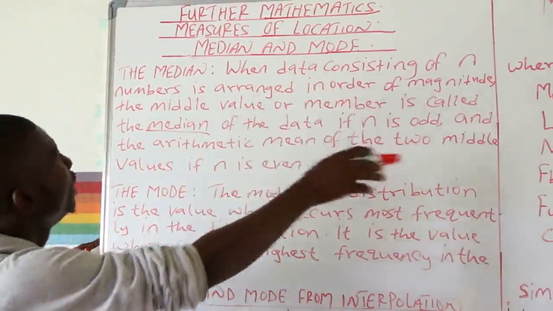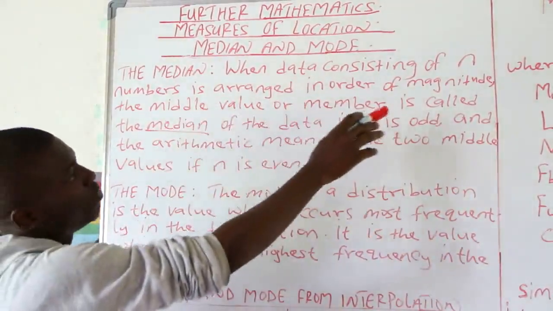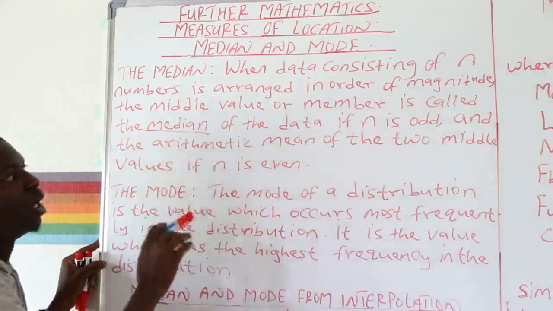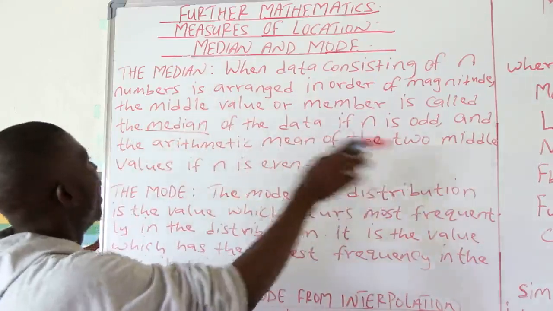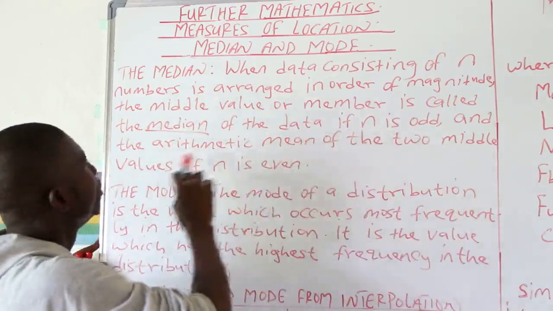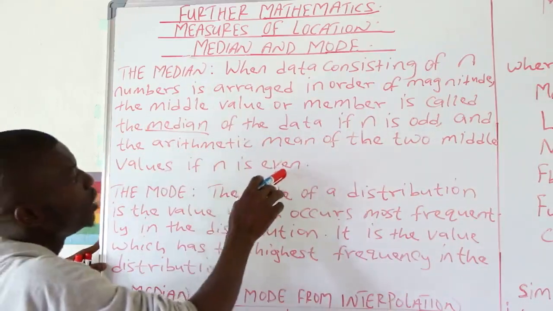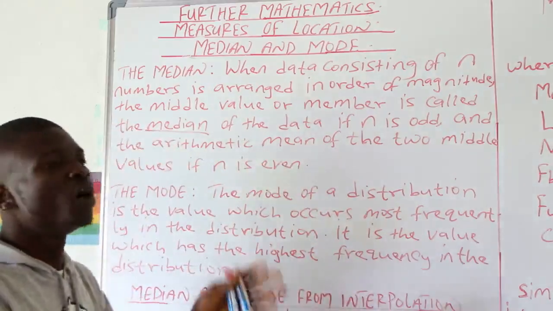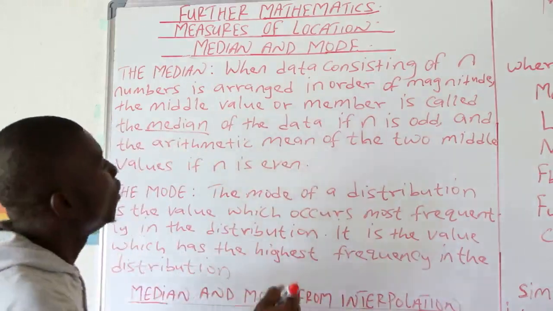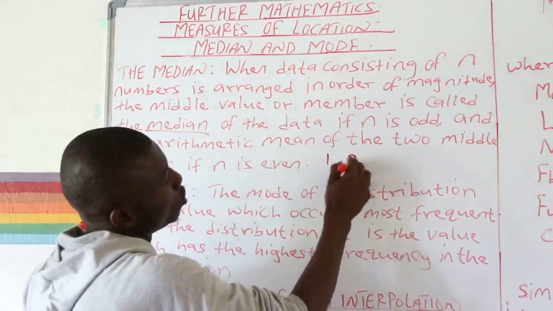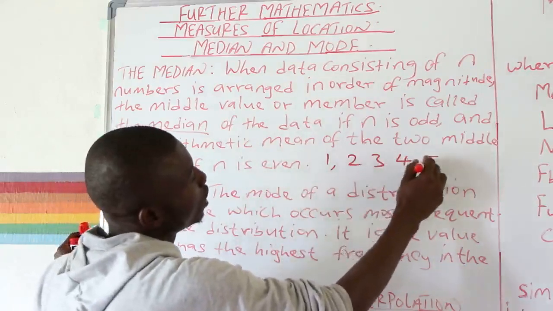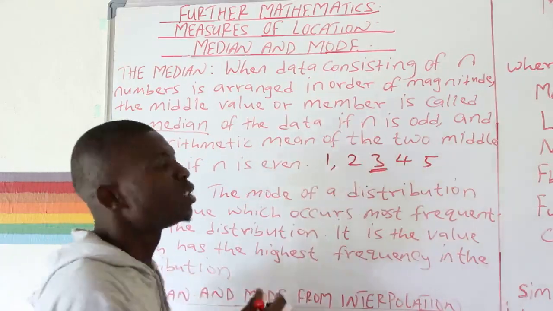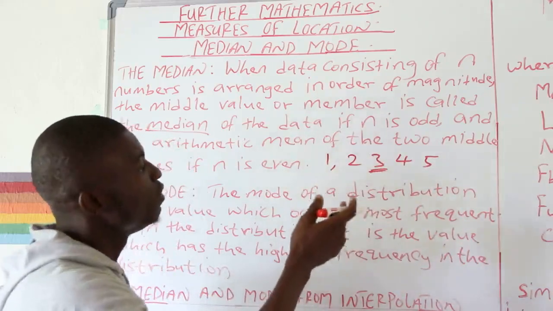When data consisting of n numbers is arranged in order of magnitude, the middle value is called the median of the data if n is odd, and the arithmetic mean of the two middle values if n is even. In our primary school days, we said median means our middle number. Now, let's assume we are given 1, 2, 3, 4, and 5. You can see that 3 here is our middle number, so we call it median. These are the primary school level definitions we normally use.